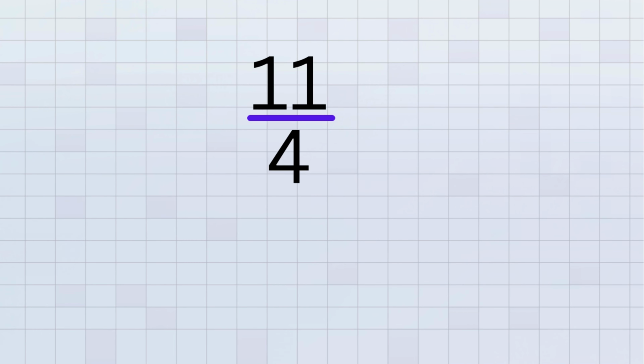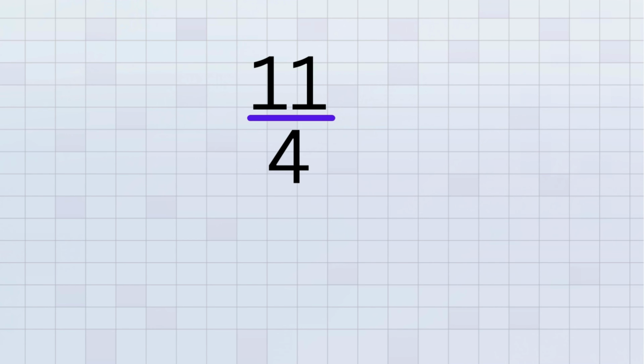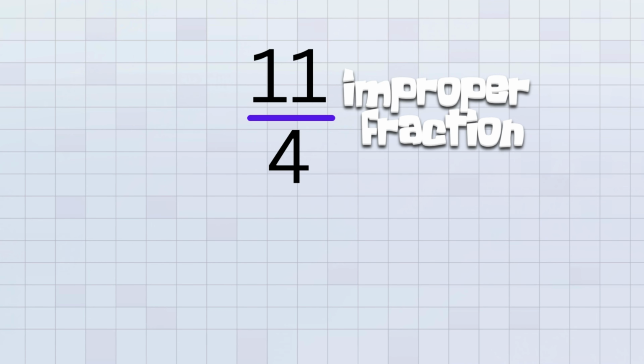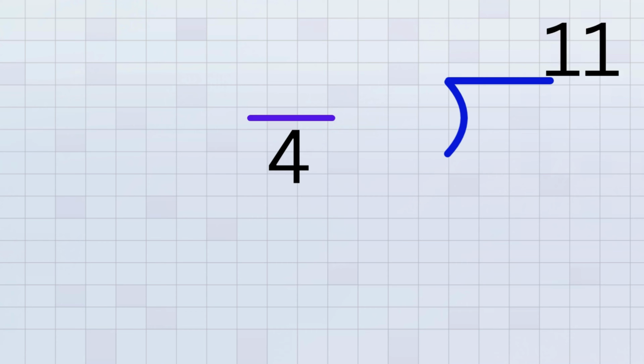Did you know that a fraction is really just division? The line that separates the top and the bottom is simply another way of writing a division sign. And that fact helps us in the other direction, when we want to turn an improper fraction back into a mixed number. All we have to do now is use long division to figure it out.